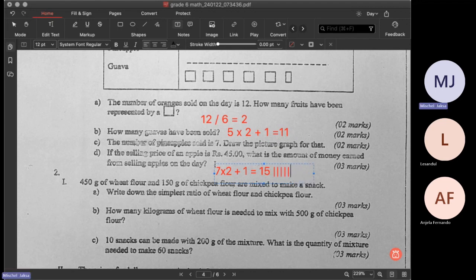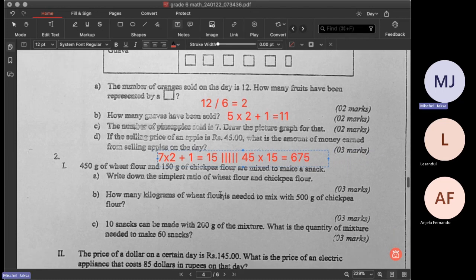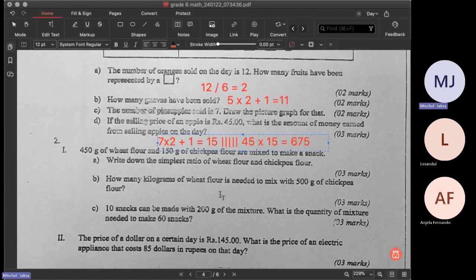Now, in order to find what is the amount, we have to multiply 45 with 15. So what is the answer? 675. 675. Yes, well done. Okay, Pute. Is it okay? Is the first question okay for you, Lesandu?